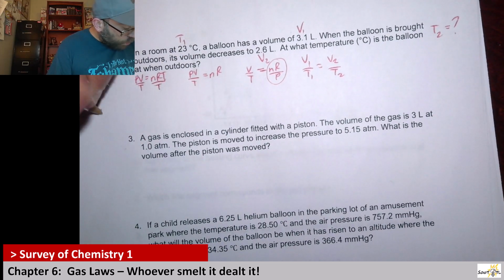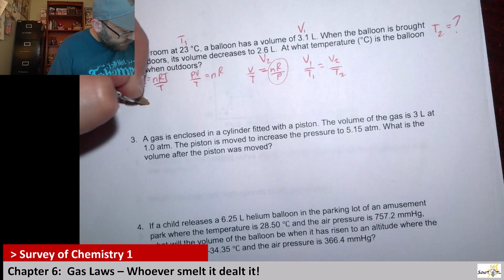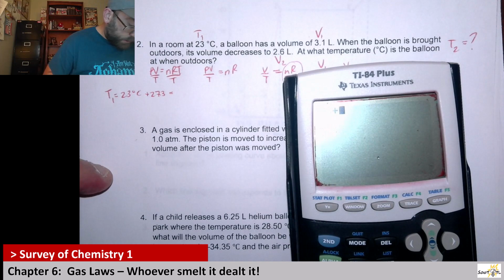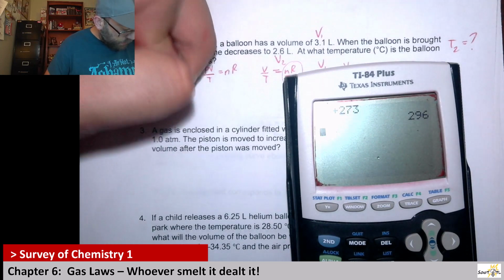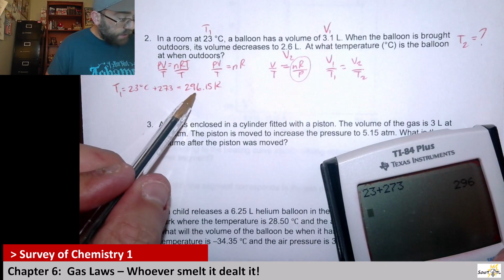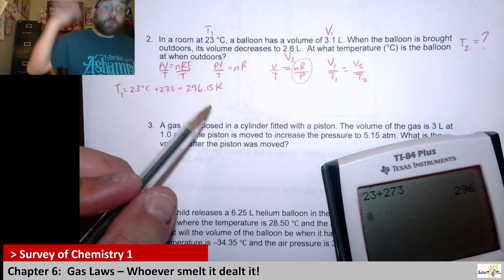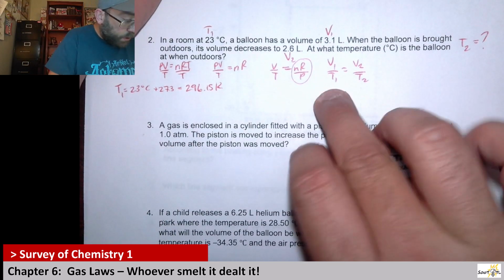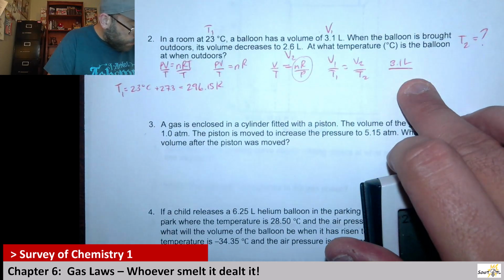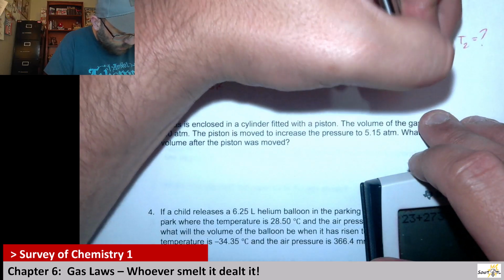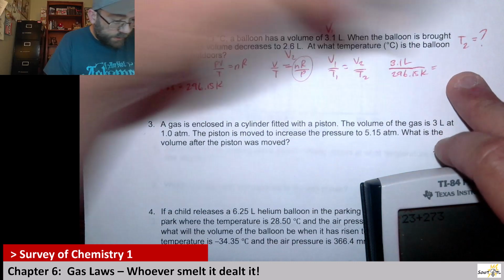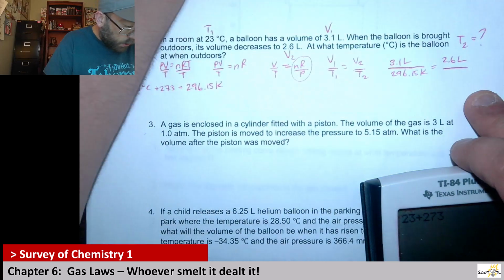So that means T1 is 23 degrees C plus 273. I'm not going to be very handy with the math here. 23 plus 273, and that's going to be 296.15 Kelvin. We're actually going to have to solve this for T2 in Kelvin first, and then subtract the 273. So let's look at that. V1 over T1, that's going to be 3.1 liters over 296.15 Kelvin, and that's going to be equal to our V2, which is 2.6 liters, all over T2.